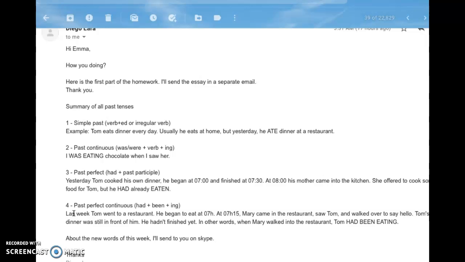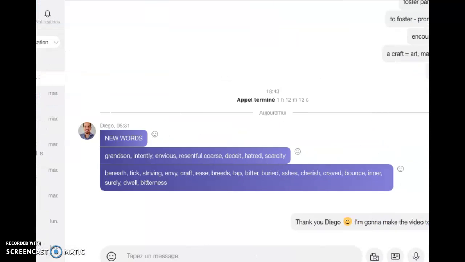We're going to have to review the past tenses. Okay, so no, it's fine. You just need to refresh a bit. Okay, so let's not forget the present perfect. And what about the words?